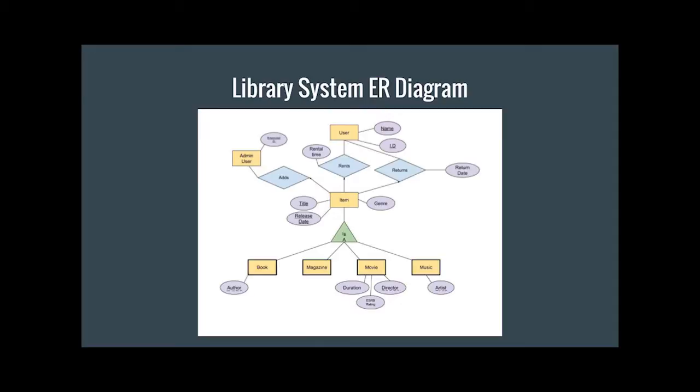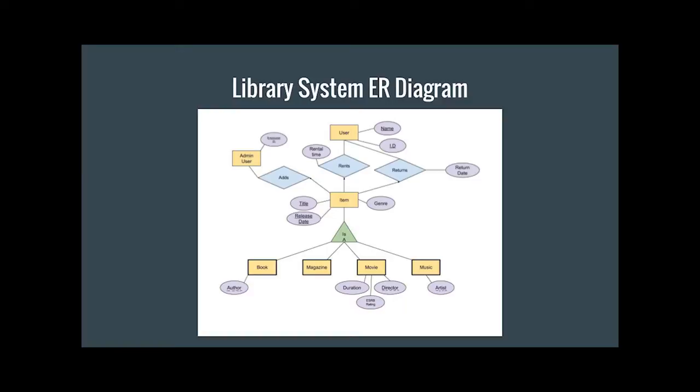So for our library system ER diagram, we kept it simple for now, and as we are developing, we will be adding more entities, relationships, and attributes, or whatever else is needed. So currently we have 6 different entities: a user, an admin user, an item, books, magazines, movies, and music. So a user has 2 different attributes, a name and an ID, which are both used as the keys as well. A user can have more attributes, but for now we're just going to keep it to those 2.